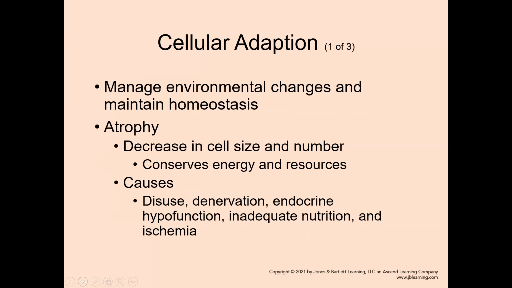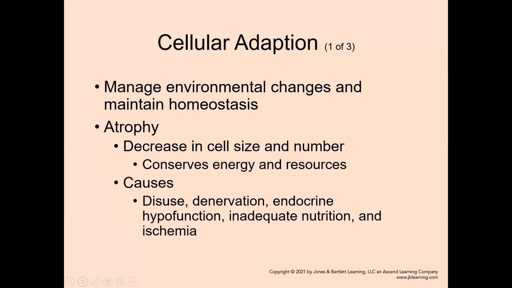Cells tend to be very creative. They adapt to their environment to maintain homeostasis. The one thing cells want to do is live, so they will do whatever it takes to live and adapt. Some of the changes that we can see are something called atrophy.